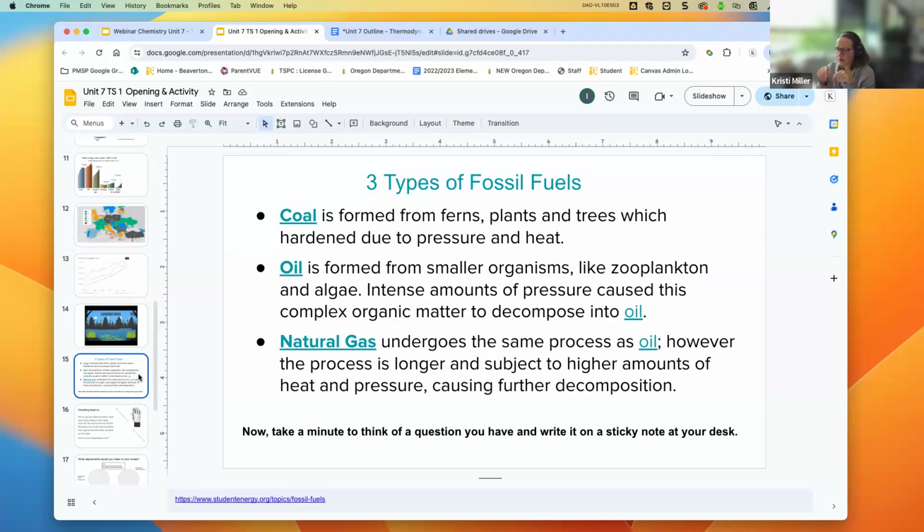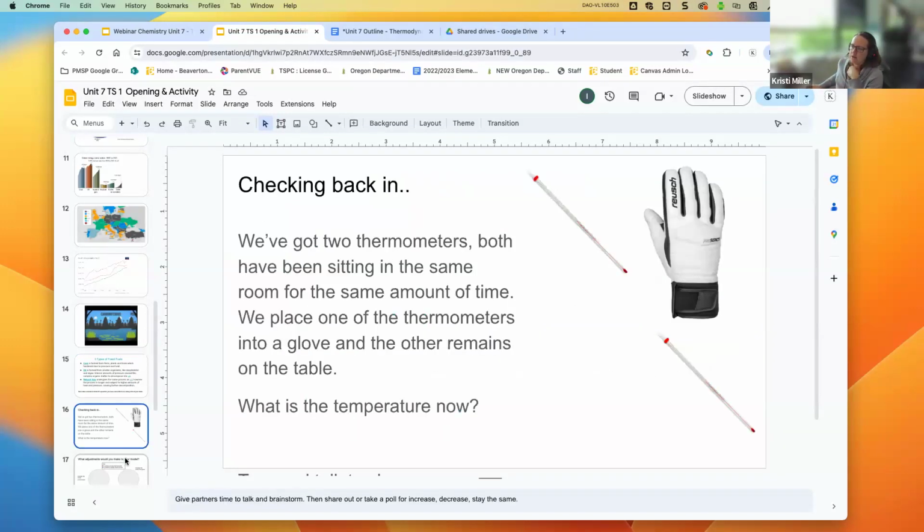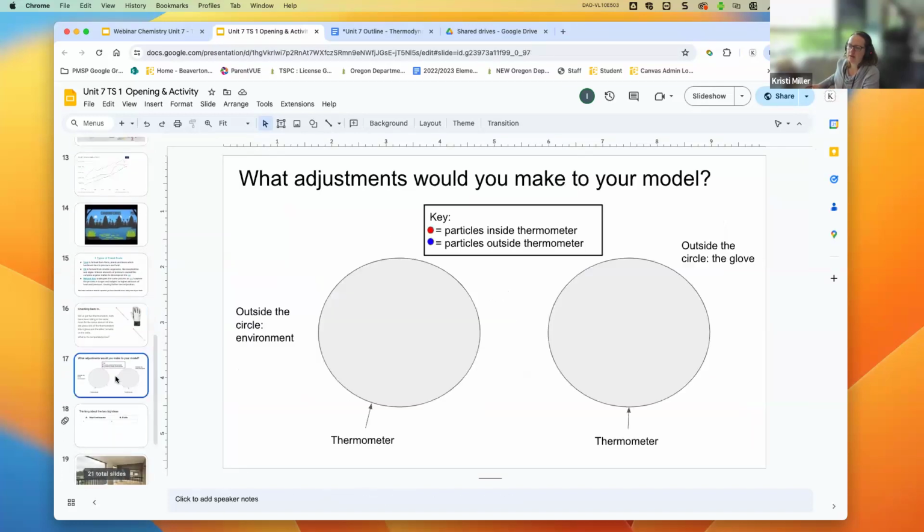And then again, we pause, take a minute, write down a question that you have, put it on a sticky note and put it on your desk. So now at this point, they should have two questions. Then we come back to the glove. We take the thermometer out of the glove, check the reading and see what happens. And then we go back and make any adjustments to our model. Now that we have more information, more data, is there something we would change about our model? Give them the opportunity to do that.